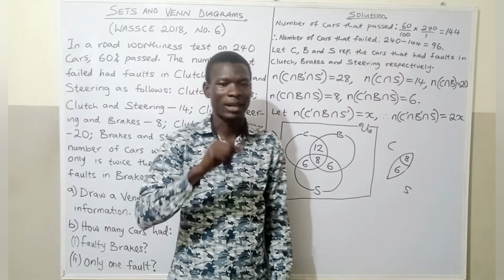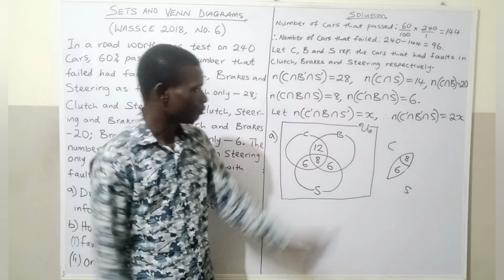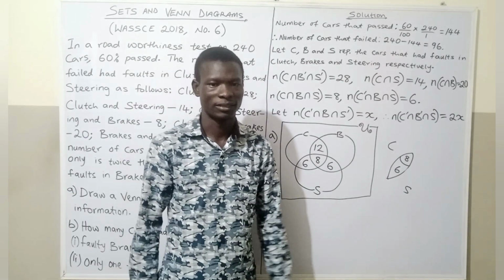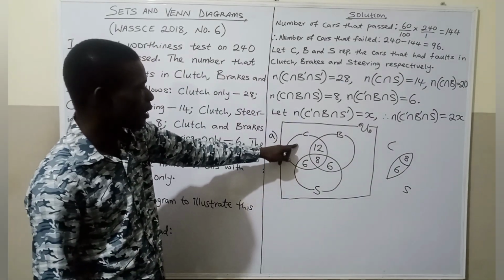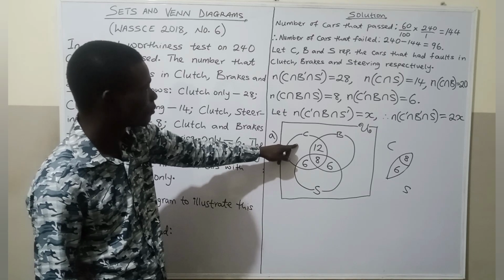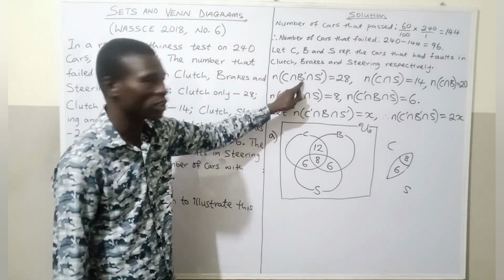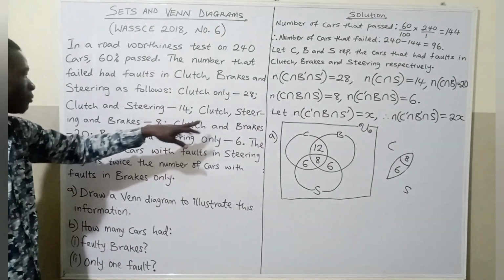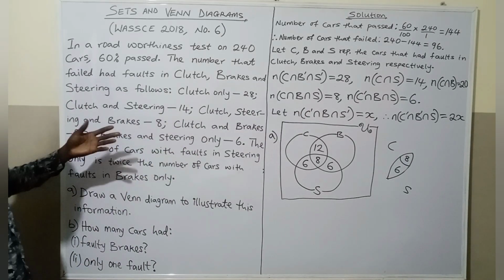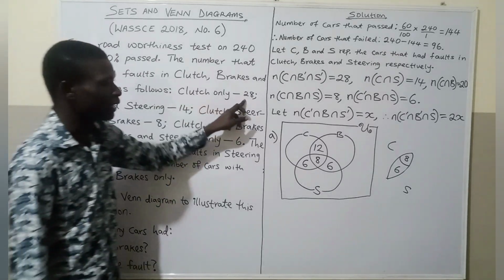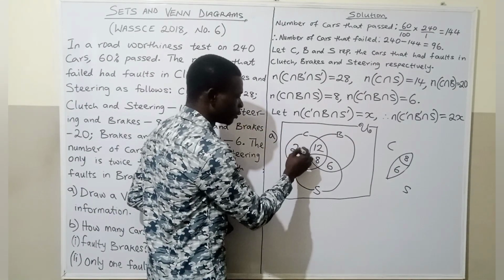So we are done with the ones of twos. We now need the ones of 1, 1, 1, based on these same parameters. So what do we have? Clutch only. Were we given clutch only? Of course, we're given clutch only. That's the very first thing they mentioned in the question. Okay, clutch only, 28. Since it is already captioned only, that's going to be 28.